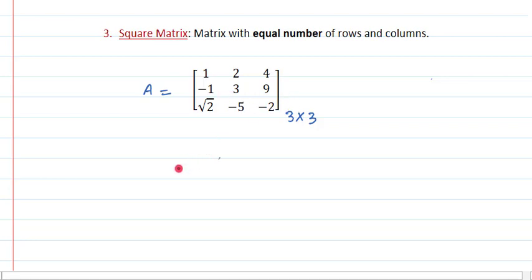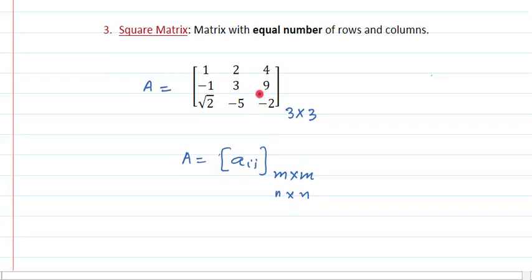In general, we can represent a square matrix A by writing Aij, and here we can write either m by m or n by n, means number of rows and number of columns must be equal.